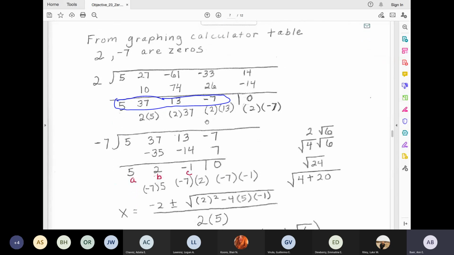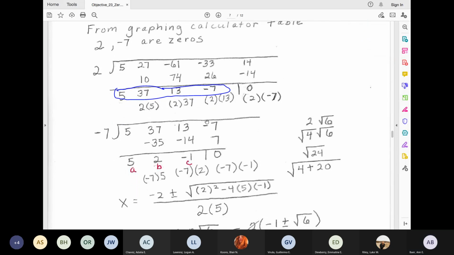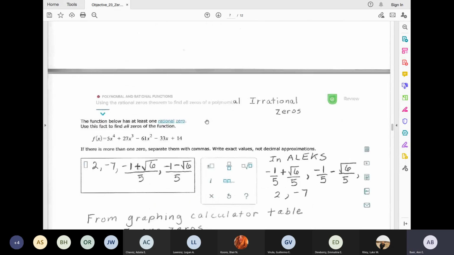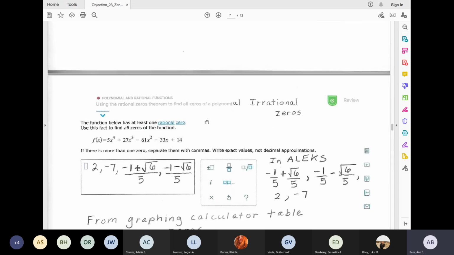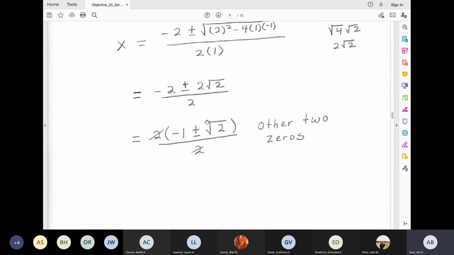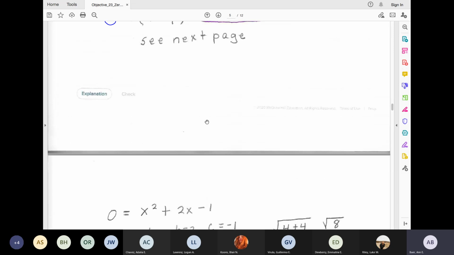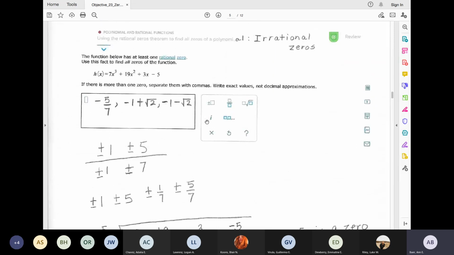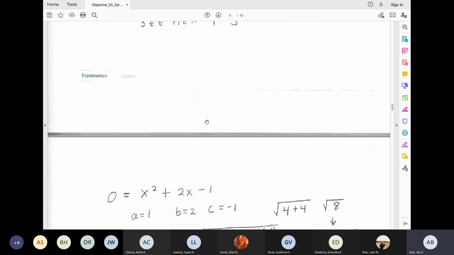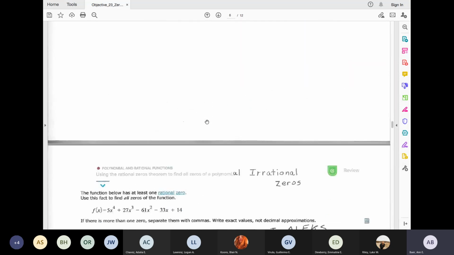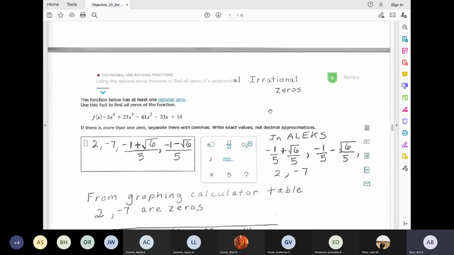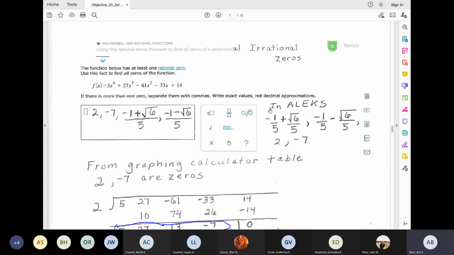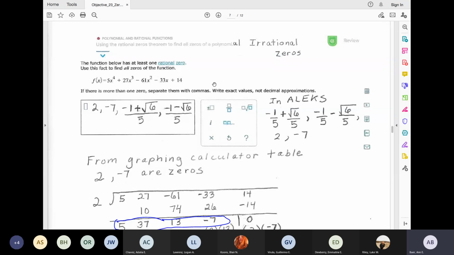Now you will notice we've got something going on here. This is our first quartic problem. So I want to show you it's not really difficult, I would say. I'm just seeing if we've got the same topic here. Zeros of a polynomial, irrational zeros. So this is the same topic as the last problem. So let's take a look at this.